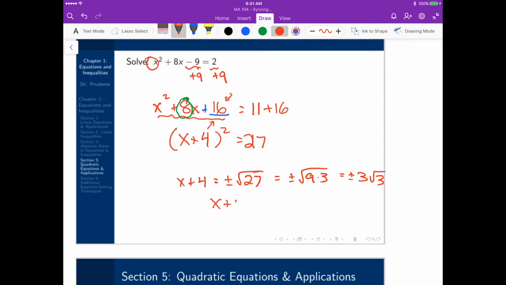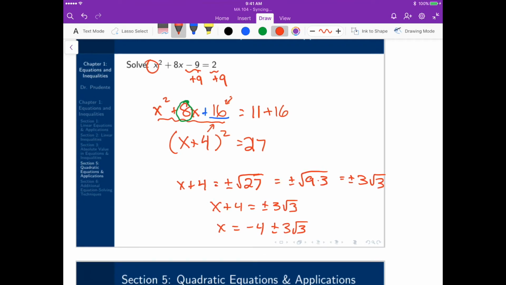So let me just rewrite this. I have x plus 4 equals plus or minus 3 root 3. When I've simplified the square root of 27, I can subtract 4 from both sides. Negative 4 plus or minus 3 root 3. And that's how we complete the square. I know it's going to take a little practice, but we think whatever this term is, I divide it by 2 to get this value of 4. Then I want to square it, and that gives me the value I need to add to both sides.